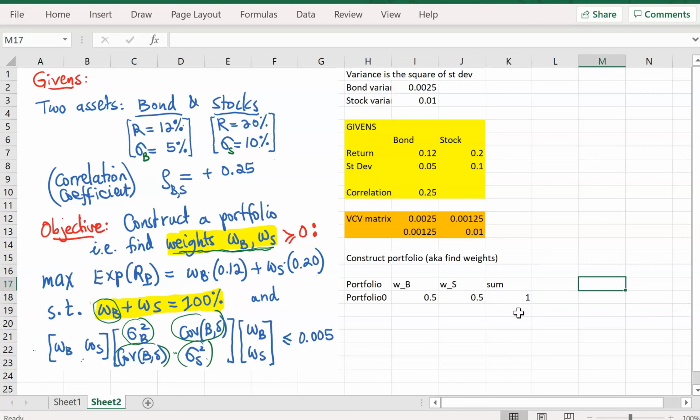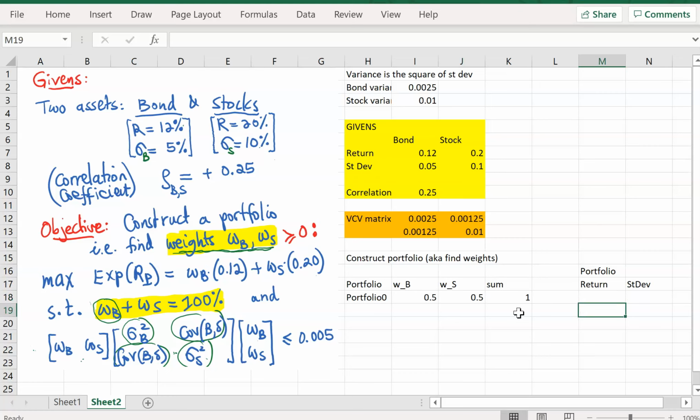So what I will do next is to calculate the portfolio return. And actually let me move this up a little bit. Okay, there we go. Return. So this is the return for the portfolio, and then the portfolio standard deviation.